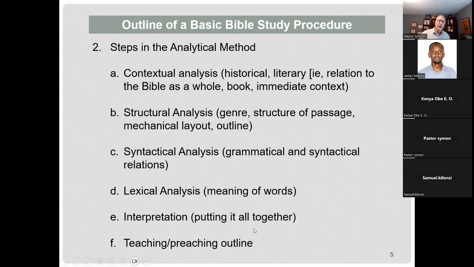And then part of your final project will be to take the passage that you're going to be working on, Titus 2:11 to 14, and turn that into a teaching or a preaching outline. And so basically, we're going to move from Bible study into biblical communication, at least in how we might teach a passage in a way that really reflects what the author is saying in that passage. So that's just an overview of the synthetic and the analytical method.